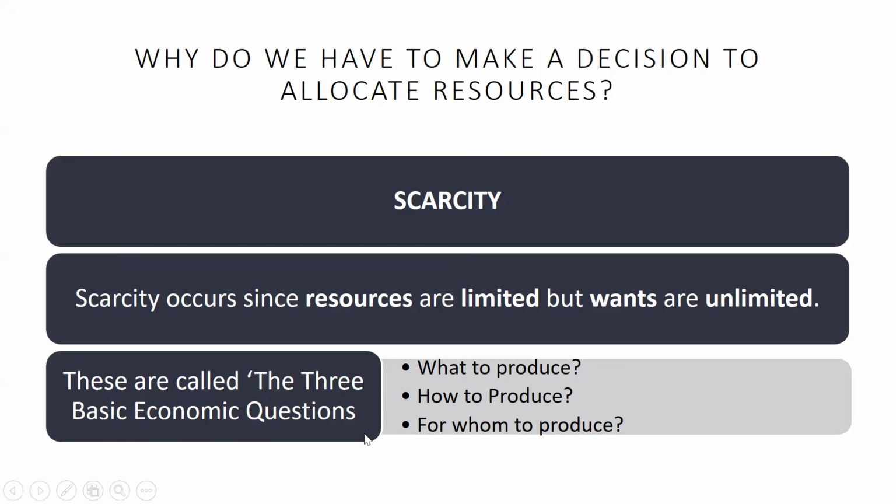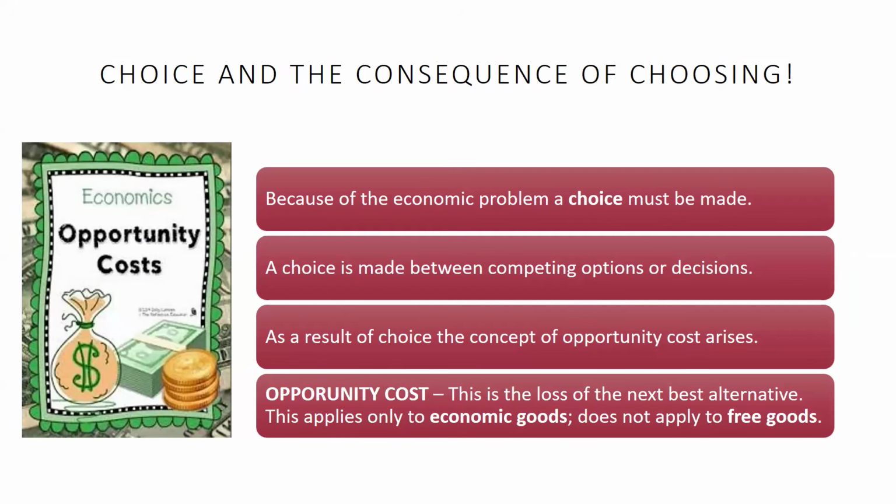And that's where these three economic questions come in. We have to decide, what are we going to produce? How are we going to produce? And for whom are we going to produce? And this is where choice and opportunity cost comes in.